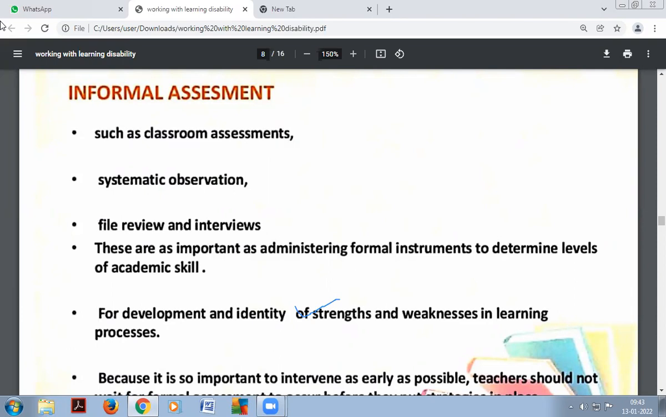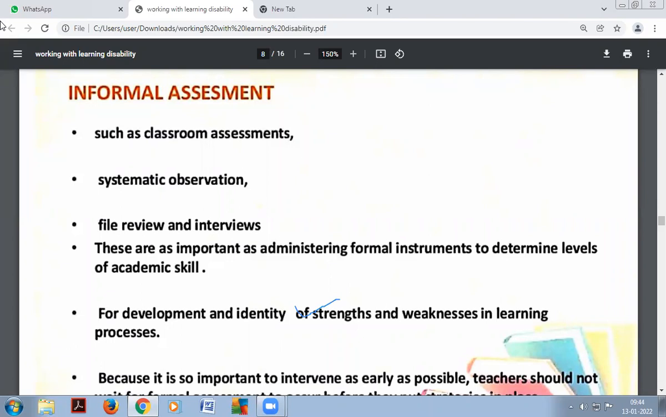So you can very easily find out these types of disorders that we have already discussed: dyslexia, dyscalculia, dysgraphia, dyspraxia, aphasia, or auditory processing disorder, visual processing disorders. These types of disorders can be found among the students in the classroom. And this is a very important task for the teachers to identify.